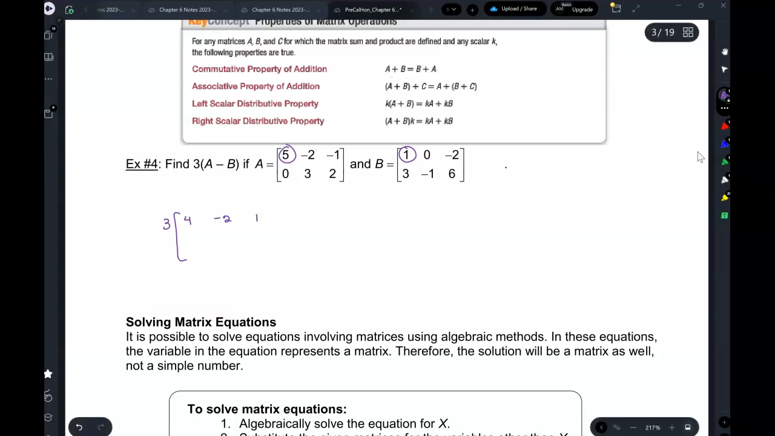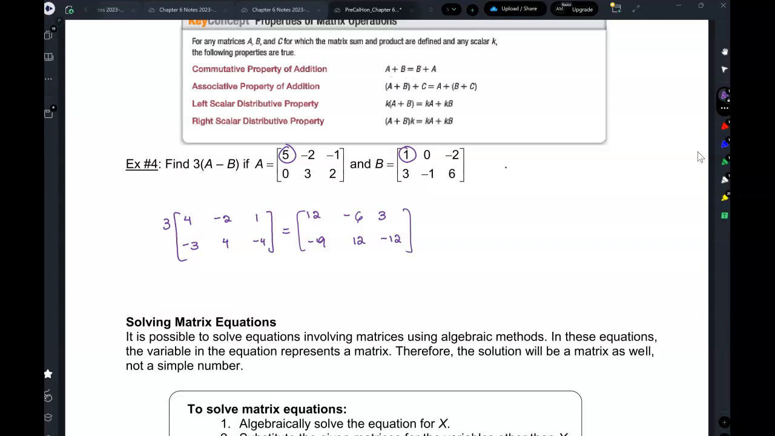-1 minus -2 is 1, right? 0 minus 3 is -3. 3 plus 1 is 4, and then -4. And then when I multiply in the 3, I get 12, -6, 3, -9, 12, -12. Oh yeah, -6, yeah. Okay? Yep. What do you mean by writing bracket? No, I didn't write it twice because this is 3 times all this.